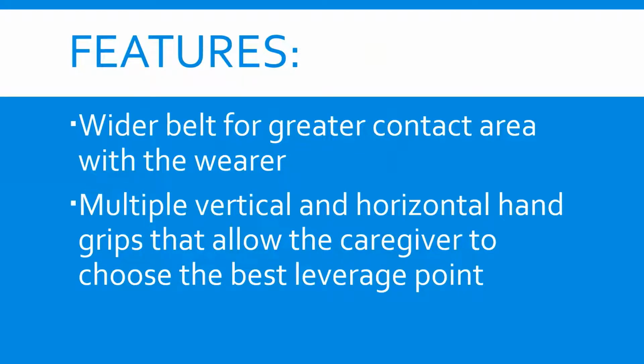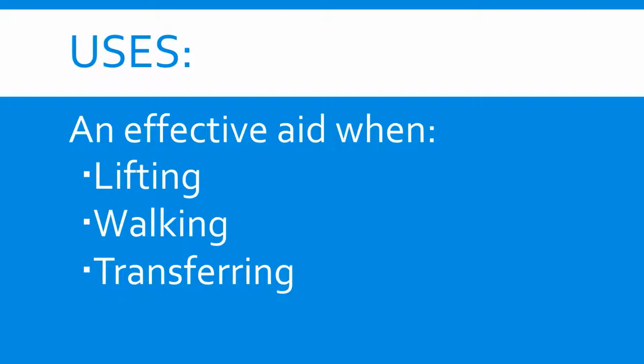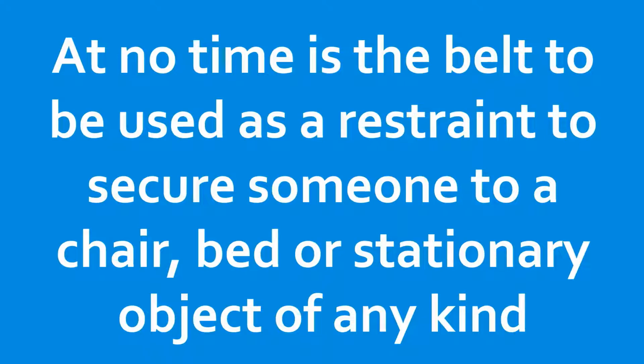The Comfy Spot belt is wider for greater contact area with the wearer. As you will see on the next slide, it also has multiple vertical and horizontal hand grips that allow the caregiver to choose the best leverage point. This is a Comfy Spot gait belt. It is used as an effective aid when lifting, walking, and transferring. At no time is the belt to be used as a restraint to secure someone to a chair, bed, or stationary object of any kind.